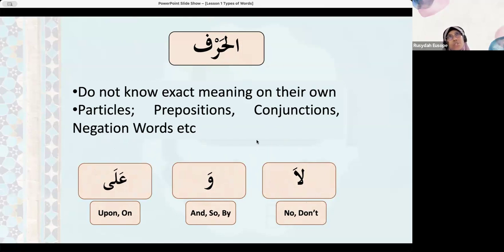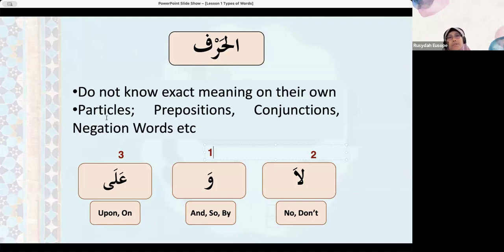One of the signs of harf: generally speaking, most huruf are short. They have three letters, or two, or one. Ana has three letters. La has two letters, lam and alif. Wa has only one letter. Harf is like the smallest unit, the shortest word, shorter than isim and shorter than fi'l. So that can be one of the signs.